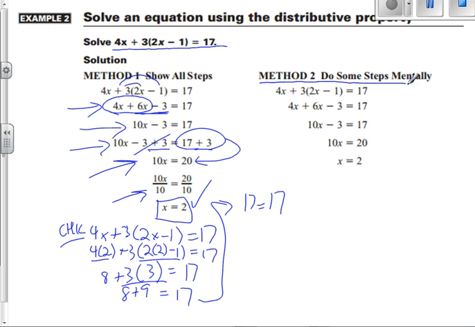Method 2, do some steps mentally. All right. Sorry about that. I'm going to have to pause and let that nice big church bell, sounds like a church bell, go off.